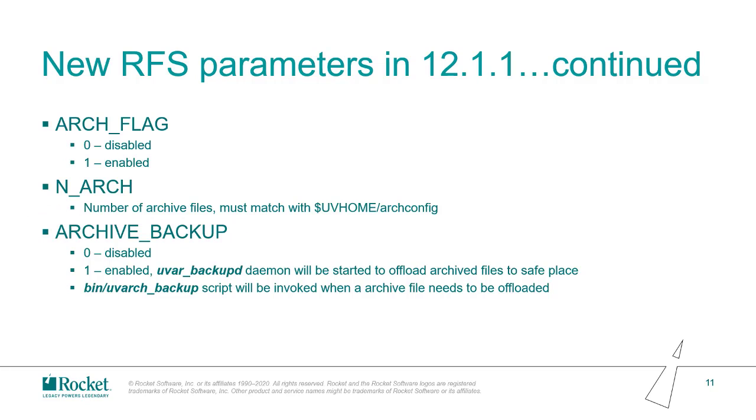The third one is archive backup. While the archive files are being generated or are filling up, we need to offload the archive files to a safer place. So if you enable it, another daemon process will be running, and this daemon process will be responsible for offloading the archive files to different locations.